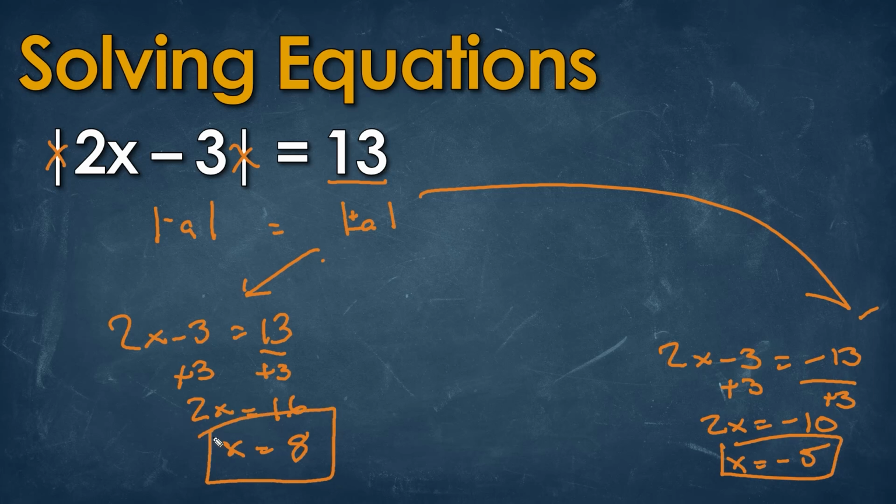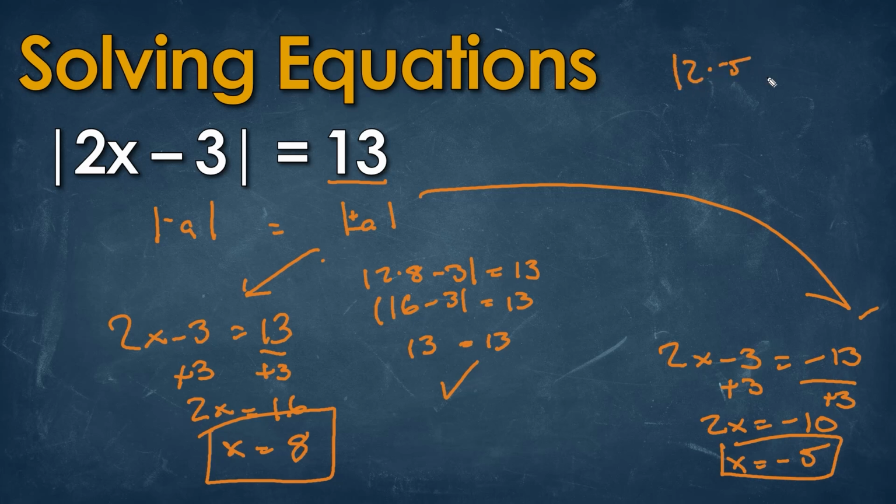Now it's always important when you solve using absolute value to plug those values back in and check. So if we plug in 8, we're going to get that the absolute value of 2 times 8 minus 3 should be equal to 13. Well, this is going to simplify to 16 minus 3, which is equal to 13. So we get that the absolute value of 13 is going to be equal to 13. So that checks out. If we check the other one, we're going to have the absolute value of 2 times negative 5 minus 3 is equal to 13.